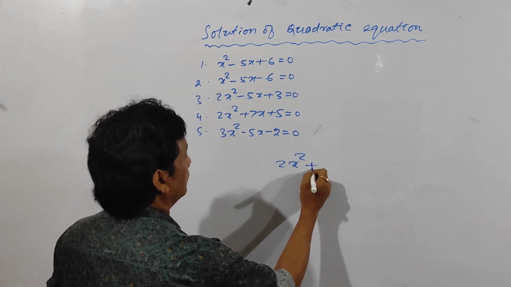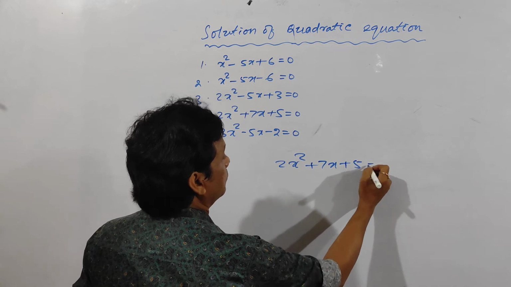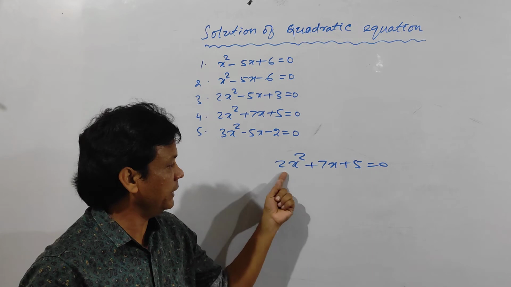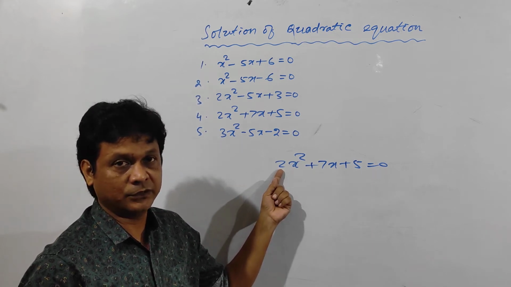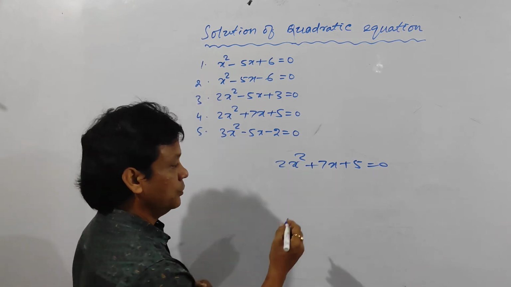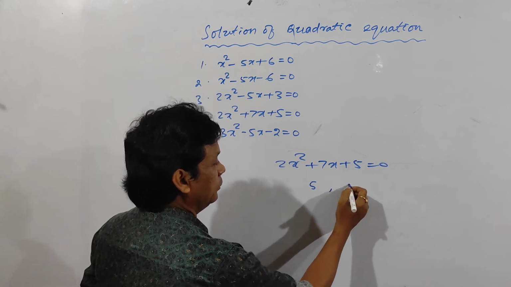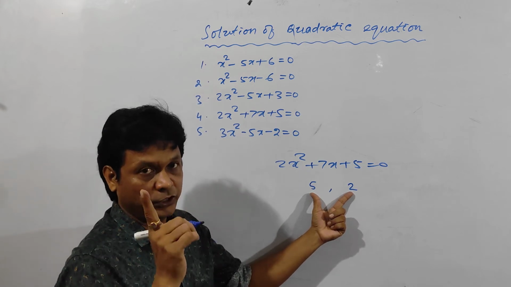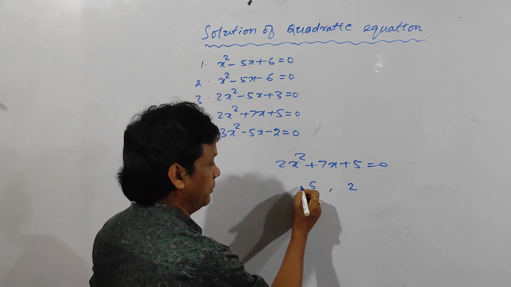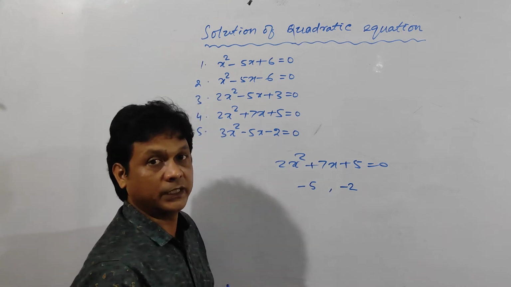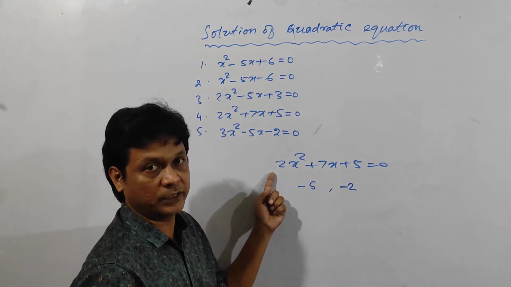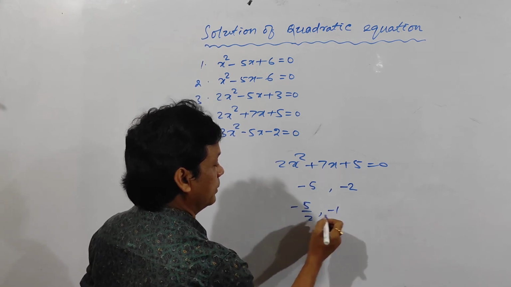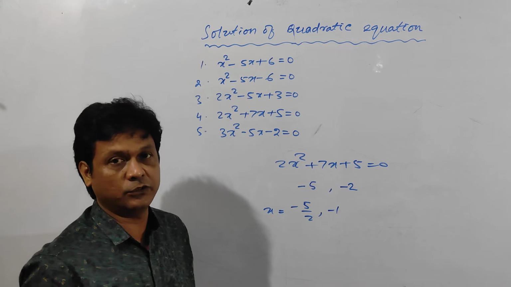2x square plus 7x plus 5 equal to 0. The sum is 7 and the product should be 10. 5 2s are 10. So that is 5 2. So 5 and 2. Because the sum is 7 and the product is 10. And I have told you the first step is change the sign. So it will become minus 5, this will become minus 2. And then second step is divide the coefficient of x square. So it will be minus 5 by 2 and minus 2 by 2 is minus 1. So x is equal to this one. So these are the two answers.